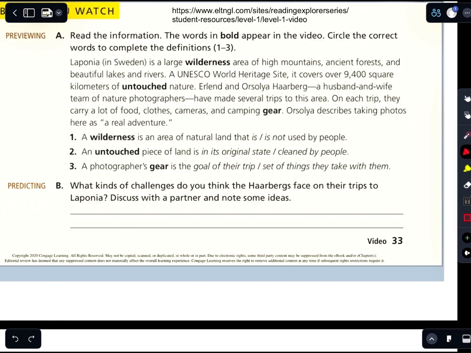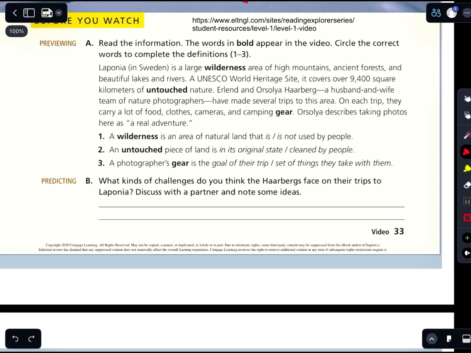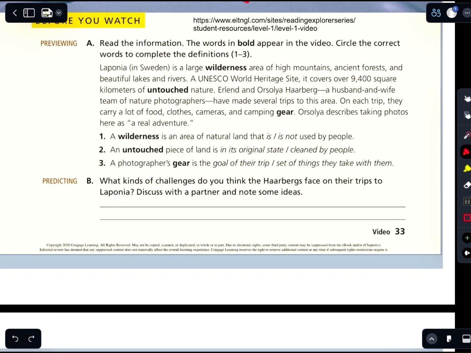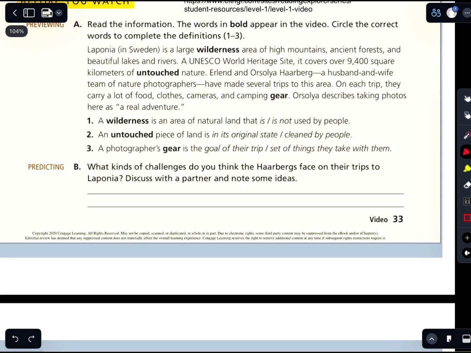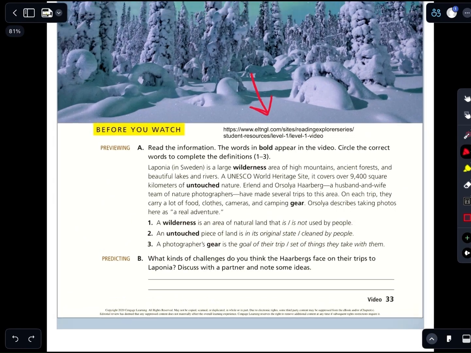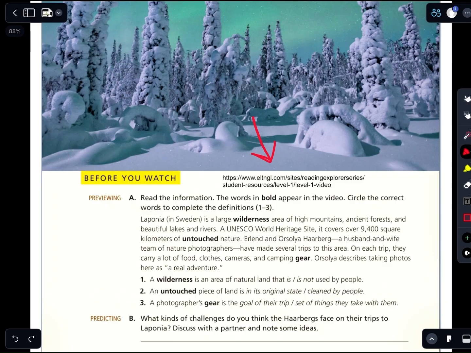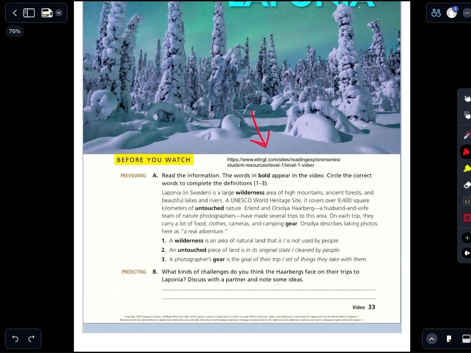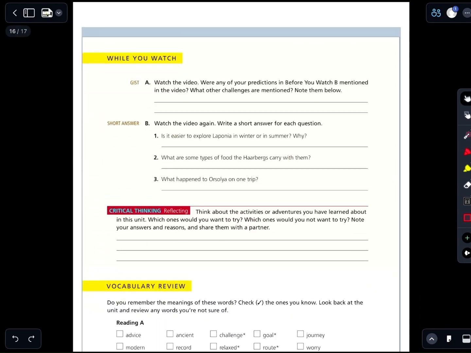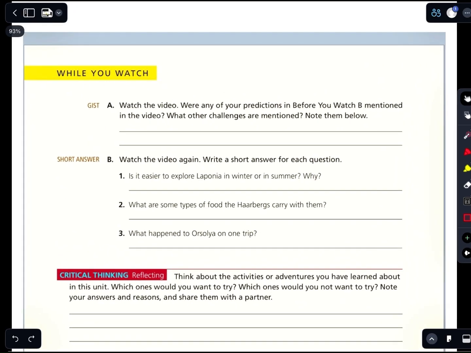Okay. What kinds of challenges do you think the Harburgs face on their trips to Laponia? Discuss with a partner and note some ideas. So you can write an answer here. You can write, I think some challenges they face could be, and then name some things like the extreme cold maybe, or not being close to any big cities, maybe not having a Wi-Fi connection. Okay, so these are some questions to think about while we watch the video.